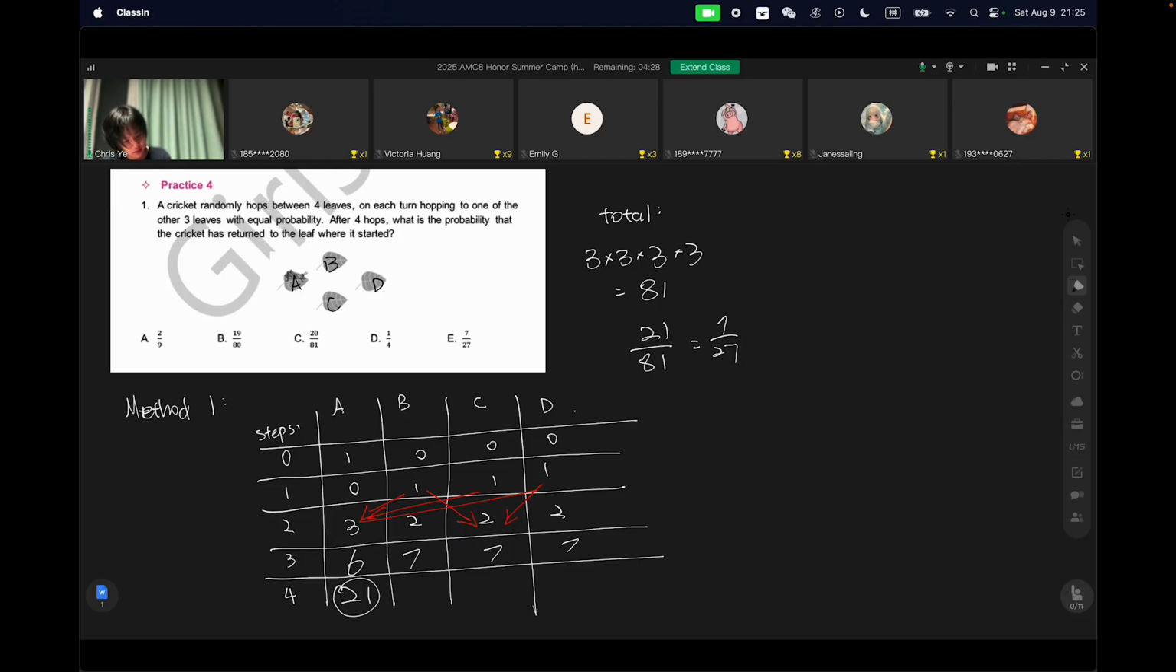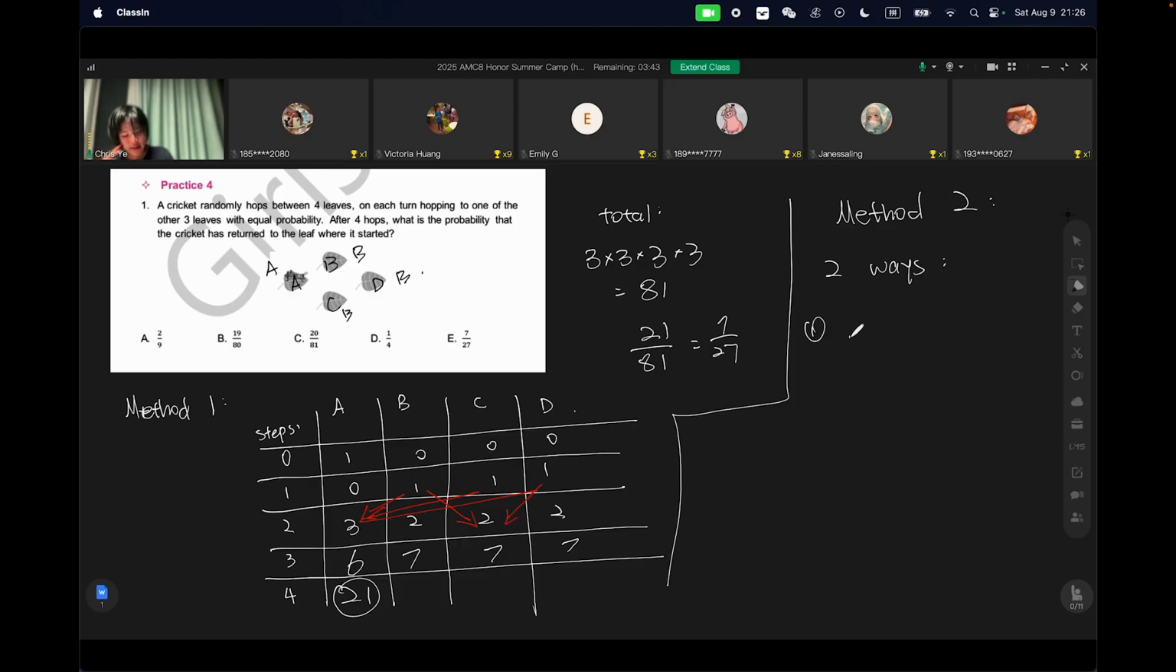And there's actually a second method that is similar. So since we see that the first jump cannot be from A to A, and the third jump cannot be for the cricket to jump on A, because if the cricket jumps on A for the third jump, then it cannot jump. It has to jump onto another leaf for the last jump. So for this method, we're just going to label this as A, and the others all as B. B just represents a random leaf that is not the one that the cricket started from.